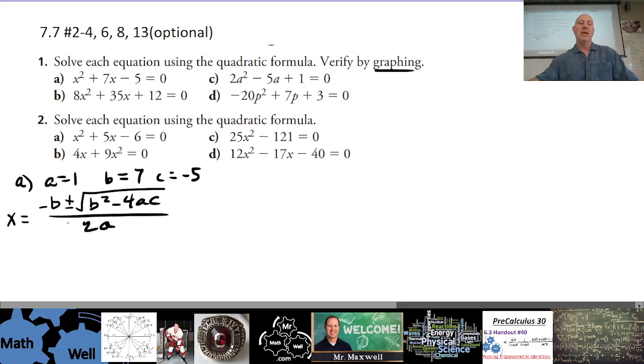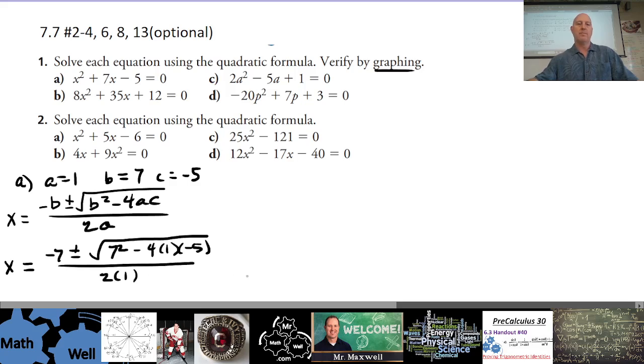Very good. And so we're going to plug these values into the quadratic formula. So x equals, so -7 plus or minus the square root of 7 squared minus 4 times 1 times -5 all over 2 times 1. Right. Okay, so we'll try and simplify this now.